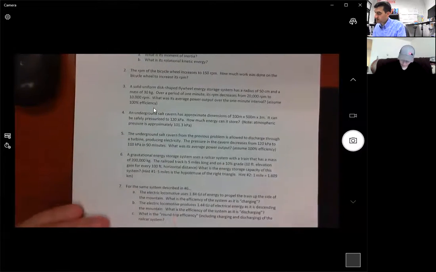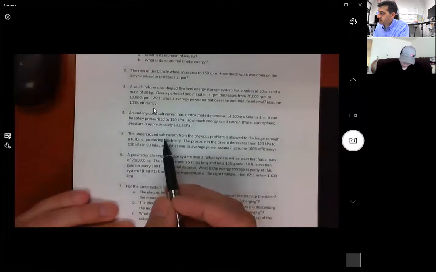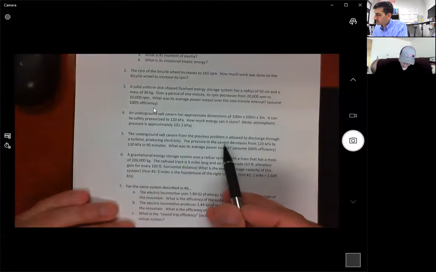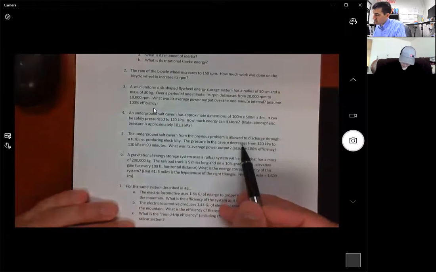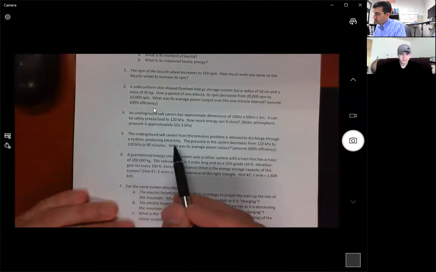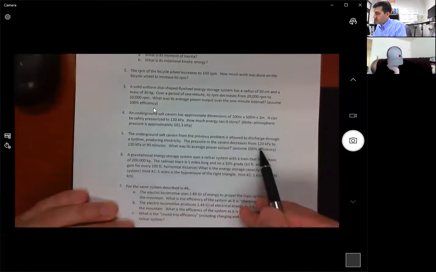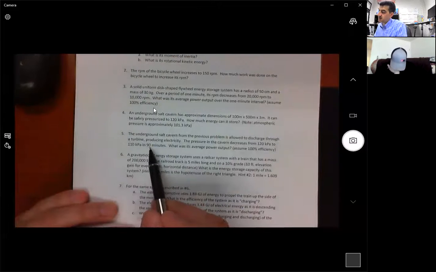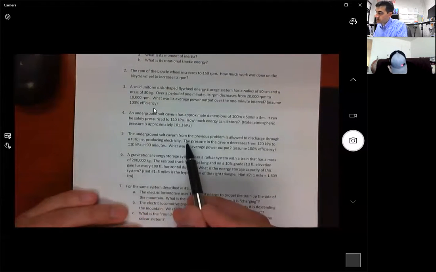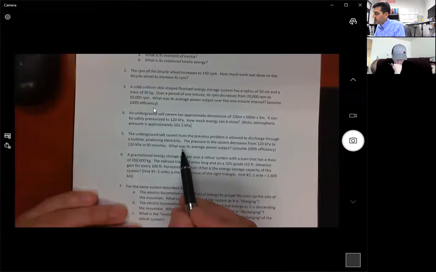Then number 5 is also about compressed air energy storage. And we are discharging the energy from that salt cavern through a turbine. We're producing electricity. And in that process, the pressure decreases from 120 kilopascals to 110 kilopascals in 90 minutes. So this is very much like number 3. This is really similar to number 3. We are going to calculate the amount of work performed, or the change in energy.